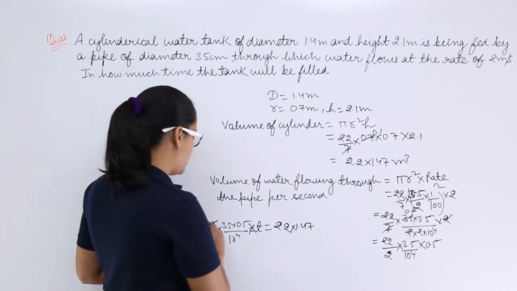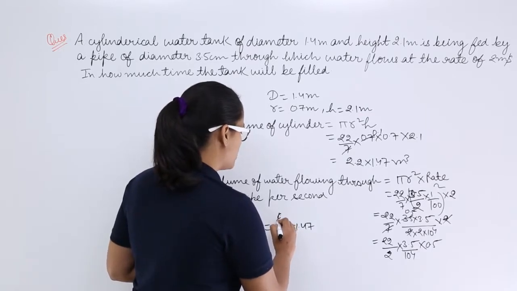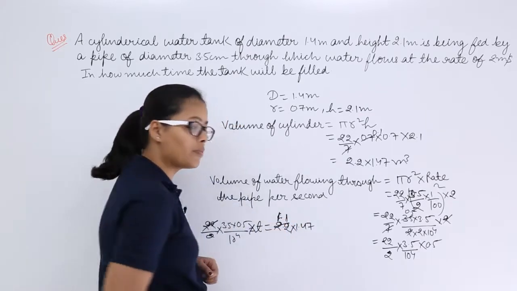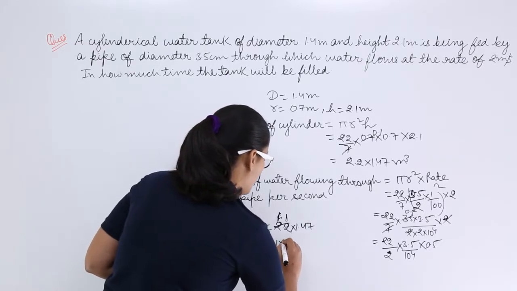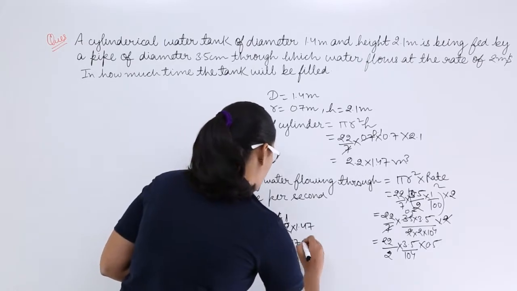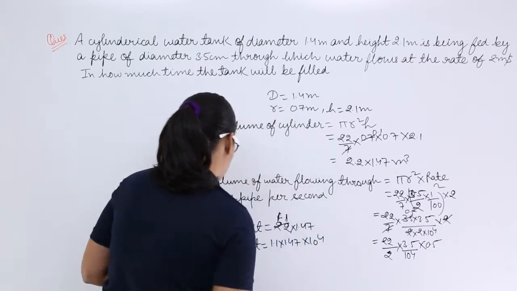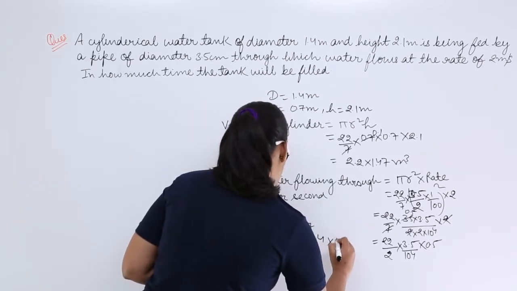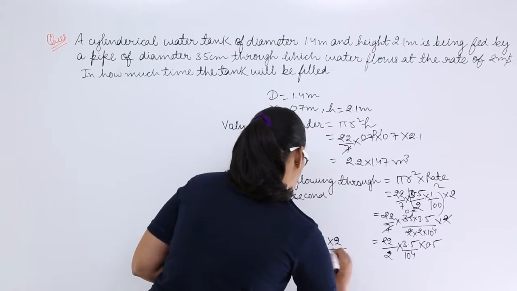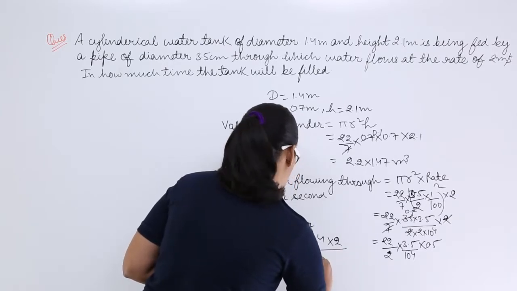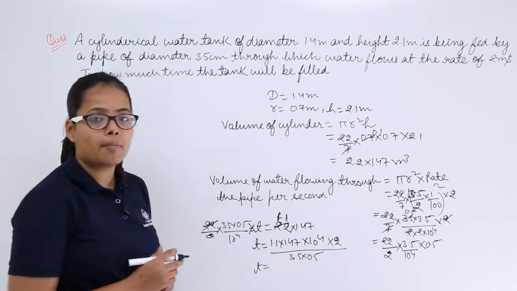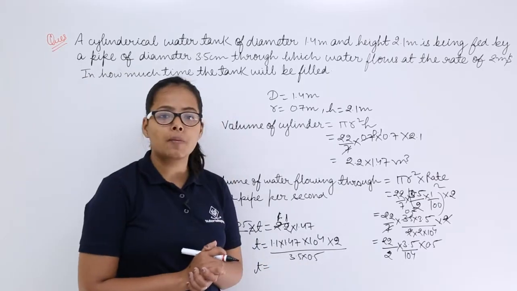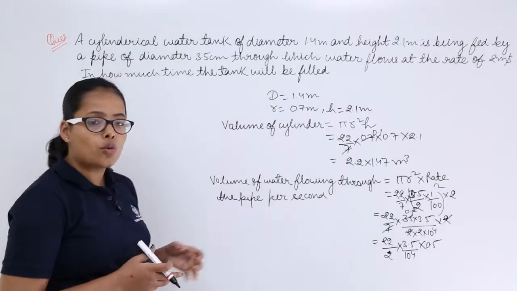When you evaluate this, what you will get? This is 1.1. So your time will be 1.1 into 1.47 into 10 to the power 4 into 2 divided by 3.5 into 0.5. So what will be the time after evaluating this expression? Let's see.